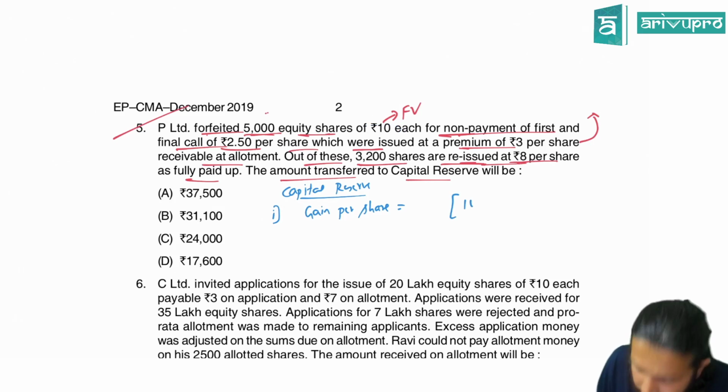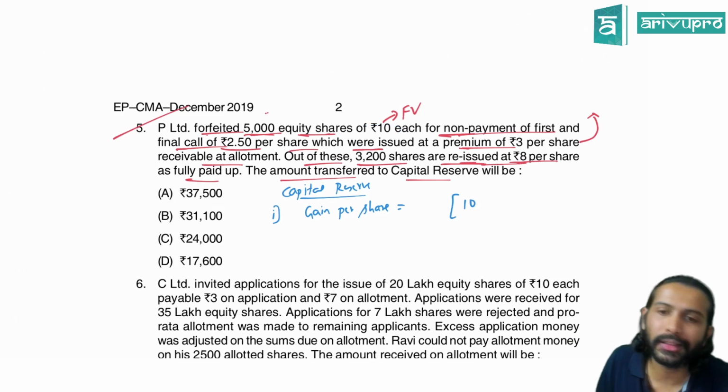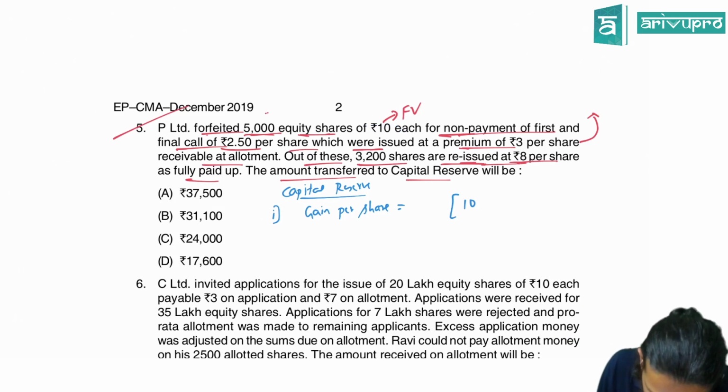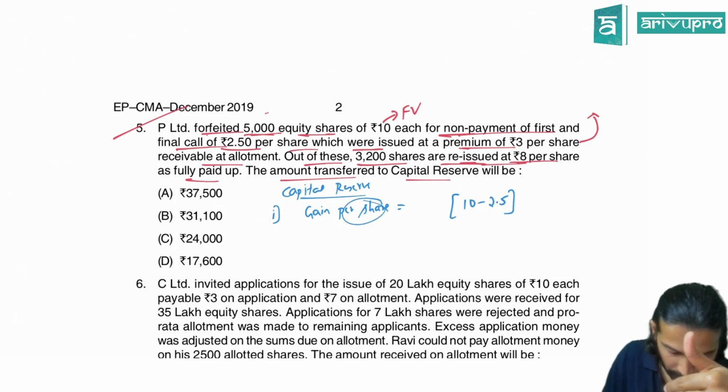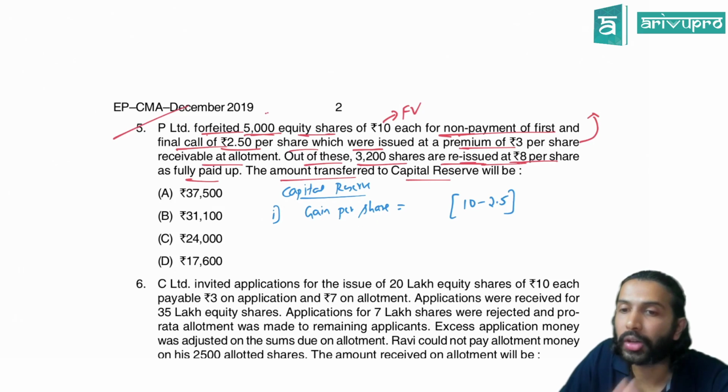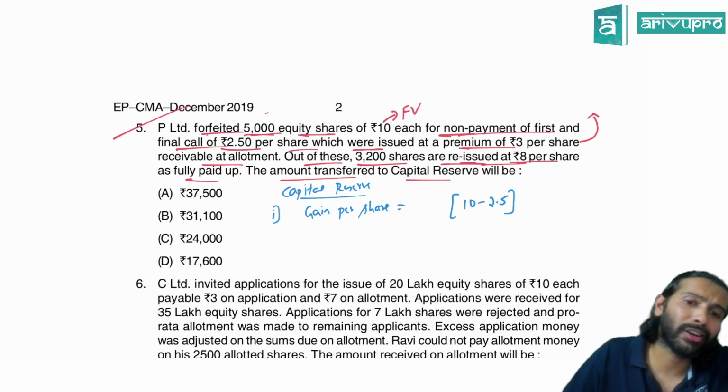Face value of the share was 10. Why did we forfeit these guy's shares? Because he did not pay the final call money of 2.5. Sir, why should we not consider premium? Sir, premium will not be transferred to capital reserve. Premium will go to securities premium.